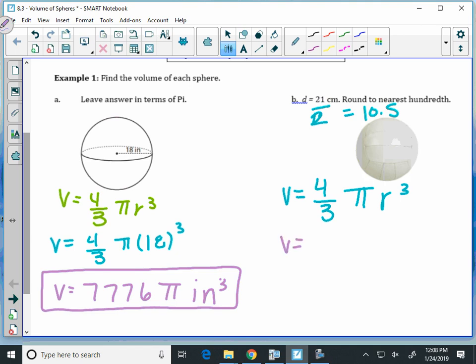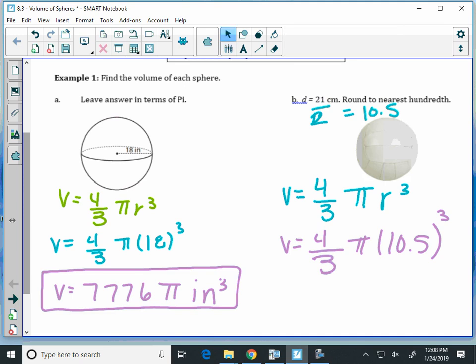And the directions say round to the nearest hundredth, which means you can plug pi into your calculator. You are going to plug everything in your calculator: 4/3 times pi times 10.5 cubed. Plug everything in.